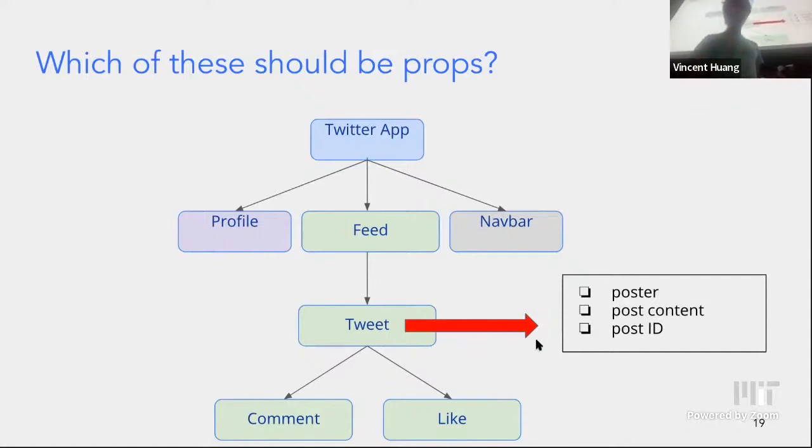So based on this, we have a tweet, which is a parent component, and we have 2 child components, comment and like. So which of these kinds of information do you think should be passed down as props from tweet to comment and like?